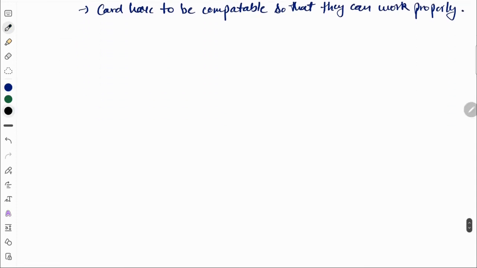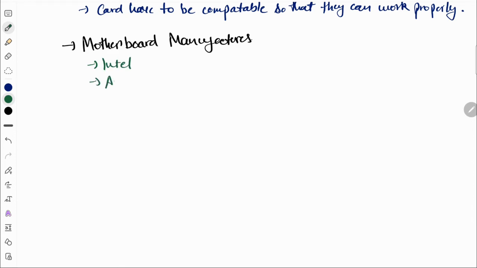Popular motherboard manufacturers: Intel, Asus, ASRock, AOpen, ABIT, Gigabyte, MSI.